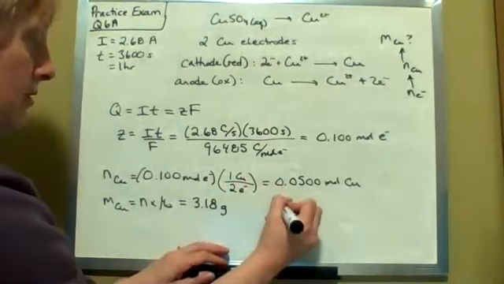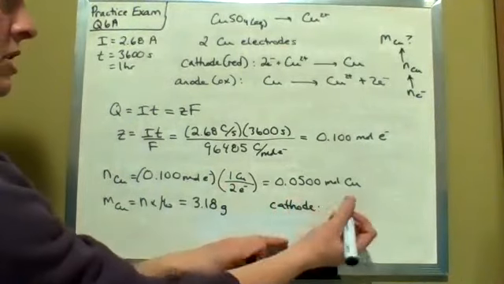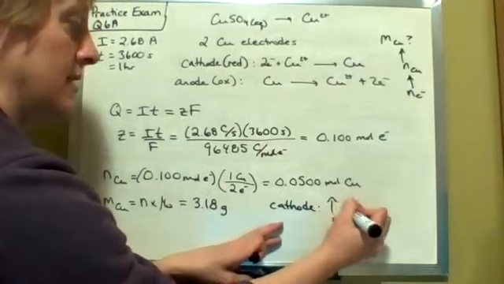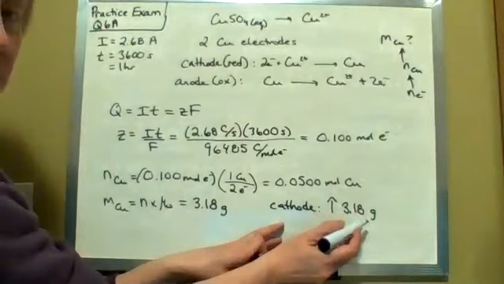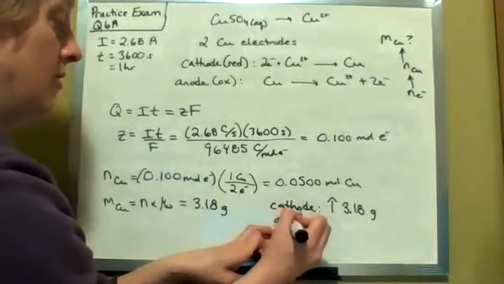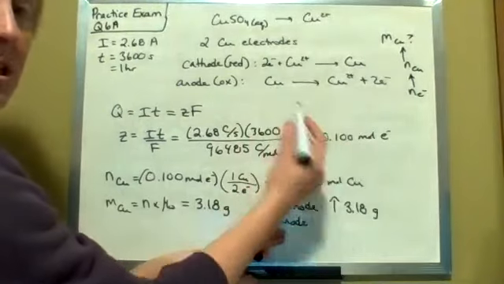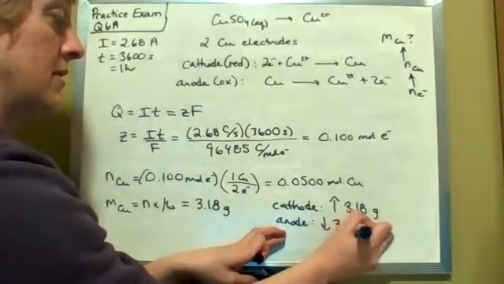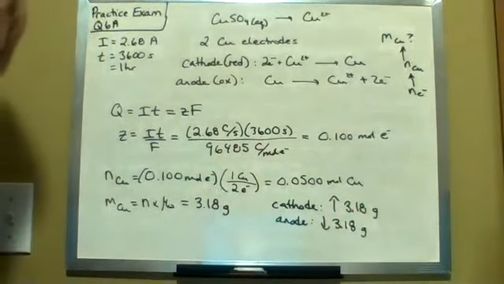Now be specific in your answer though. So at the cathode, remember cathode is reduction. That means you're making solid copper. So that means you're going to have an increase in mass of 3.18 grams. And at the anode, that's where our copper is being oxidized. We're going to be losing solid copper. We're going to have a decrease in mass of 3.18 grams. That's the answer for that question.